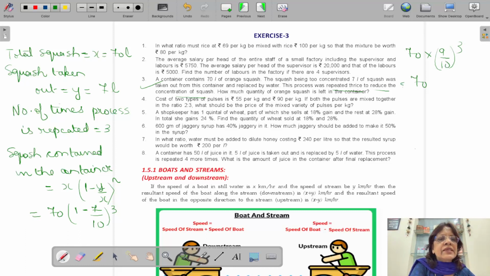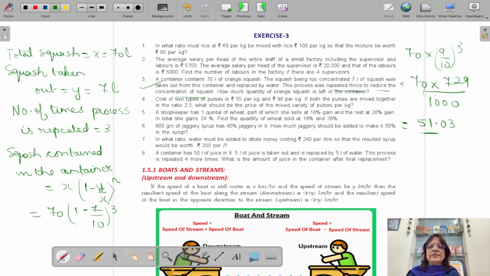Again, it is the same thing. 70 into 9 cube is 729 upon 1,000. Not 7,000, sorry, it is 1,000, right? So when you simplify this, it will come out equal to 51.03. You can cross check it. The answer will come out 51.03. That is the third question based on solved example 2. I hope it is clear.